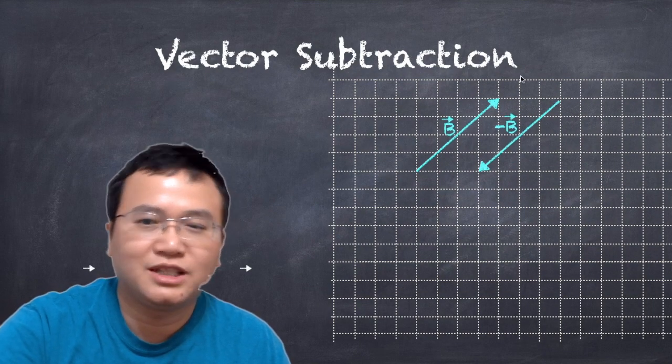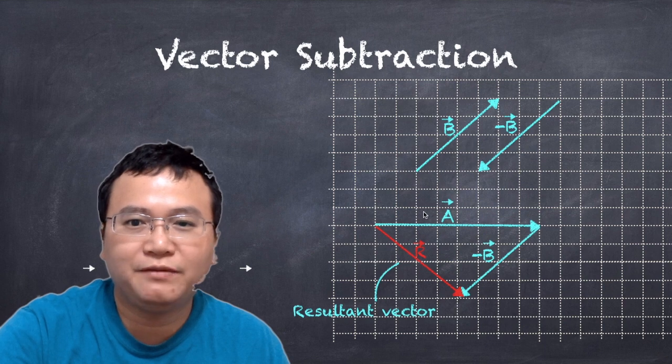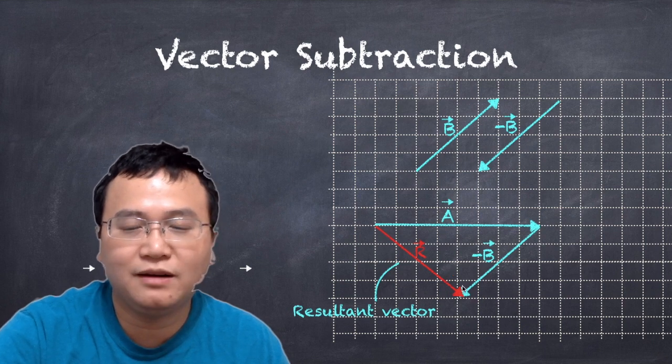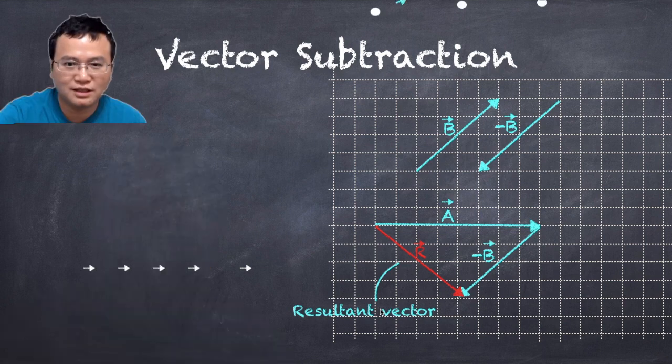Vector subtraction. If you have vector A going this way and vector B going that way, but it's minus now, so it reverses the direction and goes this way. The resultant is just from the tail of vector A to the head of minus vector B, and that will give you the resultant vector.